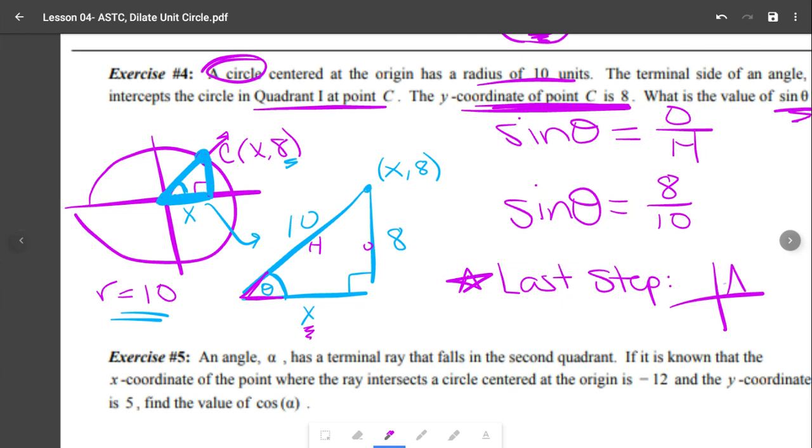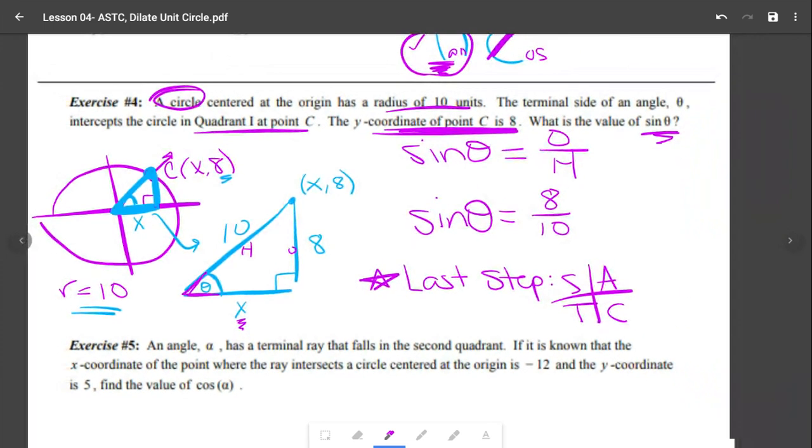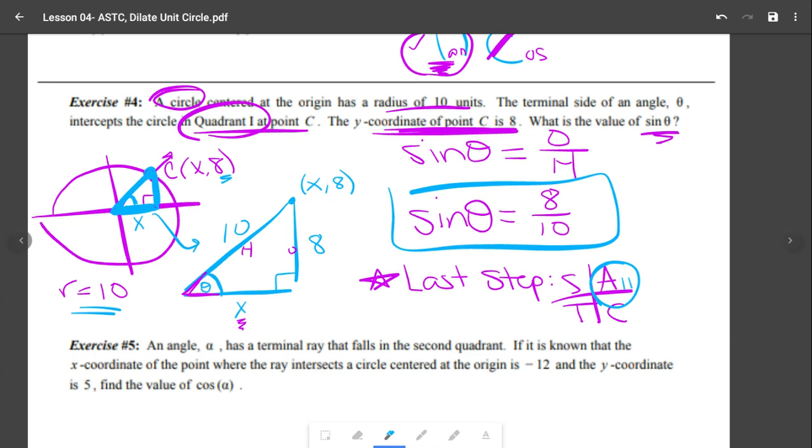just double check ASTC. We're in the first quadrant. First quadrant has an A, which means all of them are positive. So sine, we have an answer that's a positive. So we are good with our final answer of 8 over 10. If you want to simplify to 4 over 5, you can, but you don't have to.